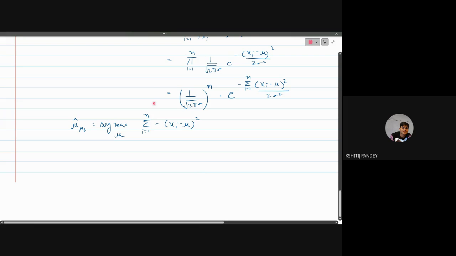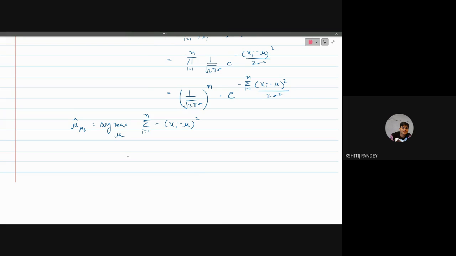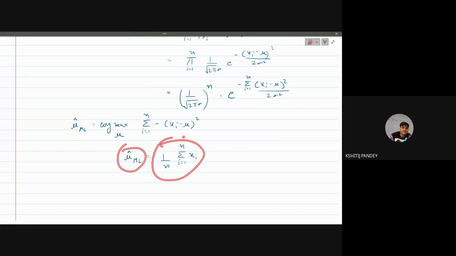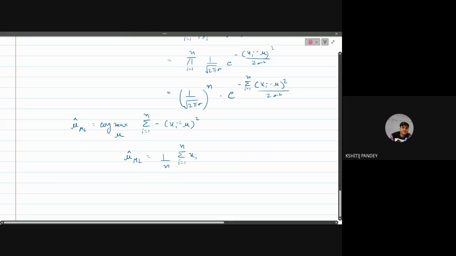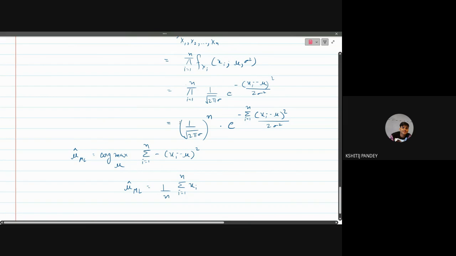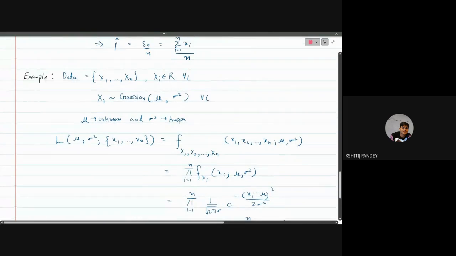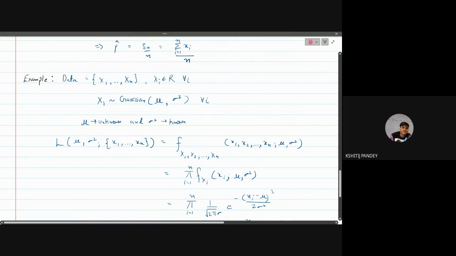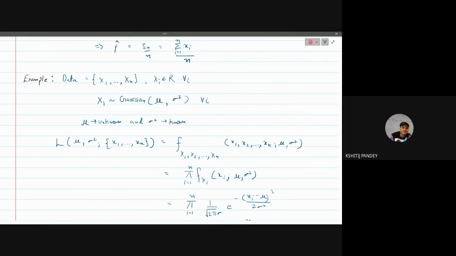So the value of mu that we will get from here is mu hat ML equal to 1 by n summation i from 1 to n of xi. Here the value of the unknown parameter is the average of the xi's, but this will not happen in case of all distributions. Let's say if you have taken your probabilistic model to be Poisson distribution or geometric distribution, this will come out to be something else.